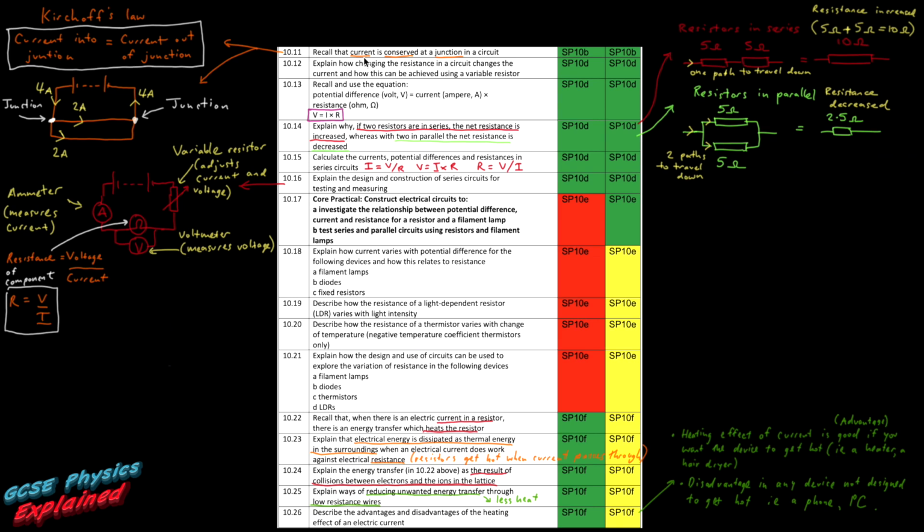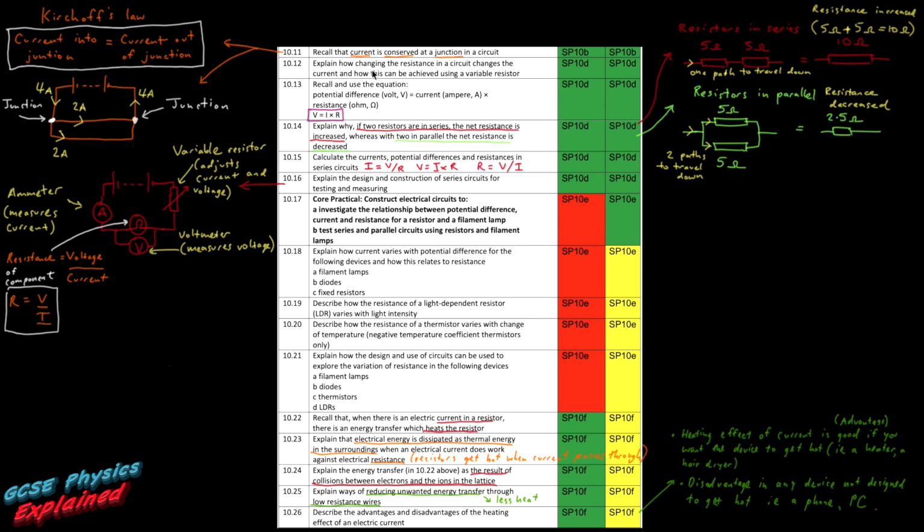10.11. Recall that current is conserved at a junction in a circuit. All that means is that whatever current goes into a junction must come out of the junction, which is Kirchhoff's law. So you can see 4 amps comes into the junction and 4 amps is leaving the junction by 2 different paths. In this particular case, the resistance along each of these paths must be the same because the current split 50-50. And as the current gets to this junction, 2 amps plus 2 amps goes back to the 4 amps.